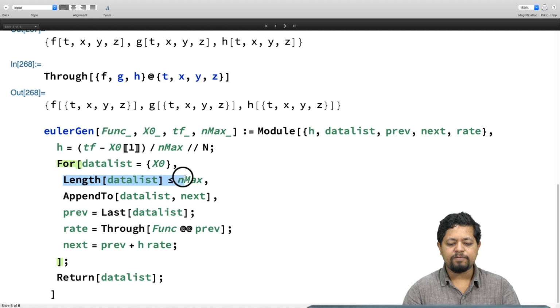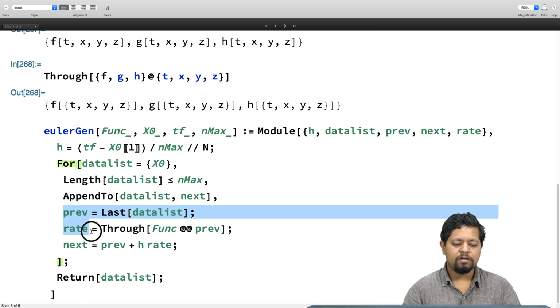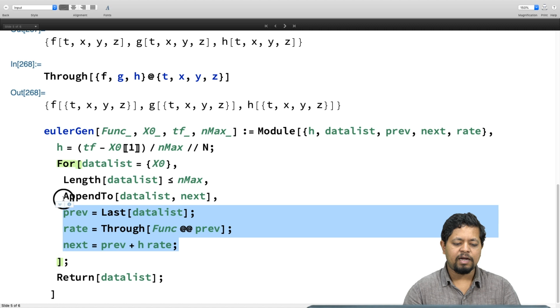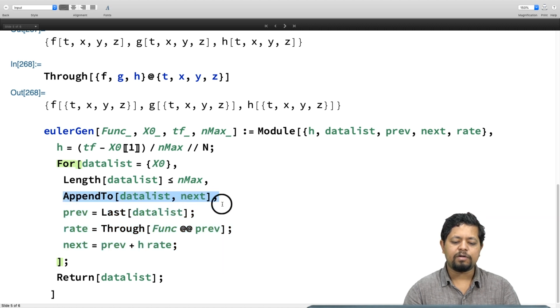Of course, the condition is same as before: length of data list is less than nmax. And increment, first we're going to execute the body. In the body, we're going to calculate the next, and in the increment part of the For loop, we're going to append that next value to data list. In order to calculate next, I need to first read previous. Previous is read from the data list. So I take previous from the last element of data list. In the first run of the For loop, that will be simply x naught, because data list only contains one element x naught. Then I calculate the rate.